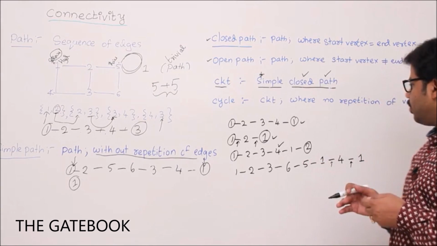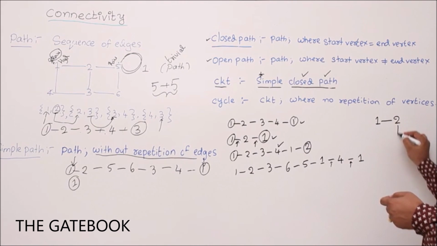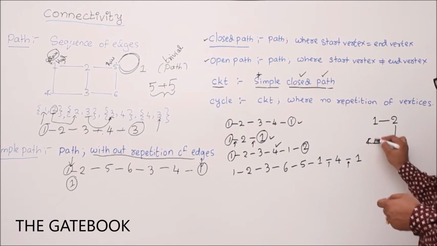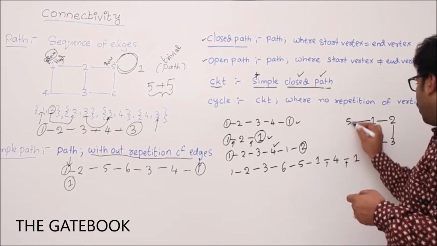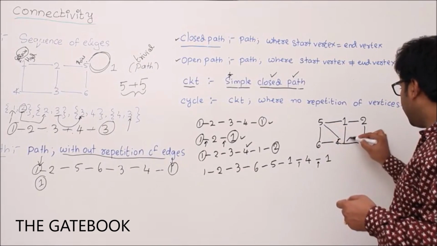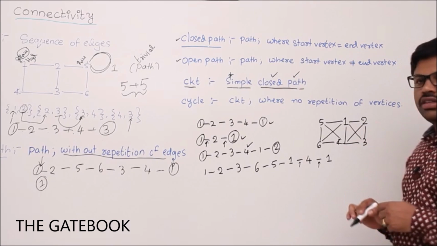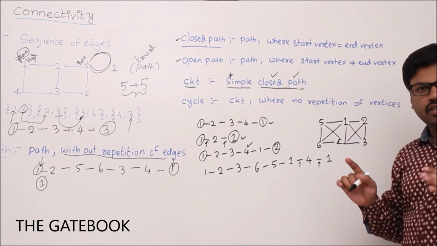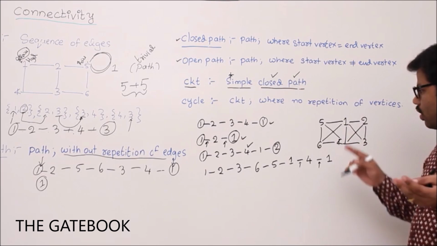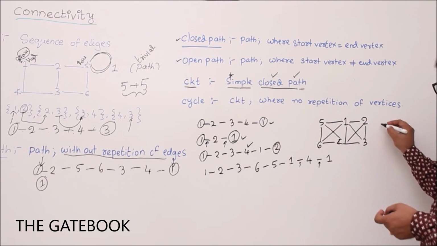Let's see one more example of a graph. Let me take a graph 1 to 2, 2 to 3, 3 to 4 and 4 to 5, 5 to 6, 6 to 4. Let me put an edge here, here to here and here to here. So my question is, I'll give you a path and check whether it is a simple closed path or not. Otherwise, is it a circuit or not is the question. I'll give you a path.